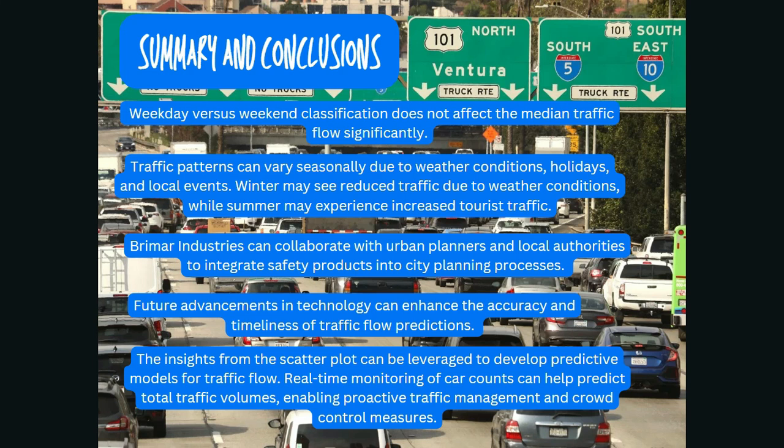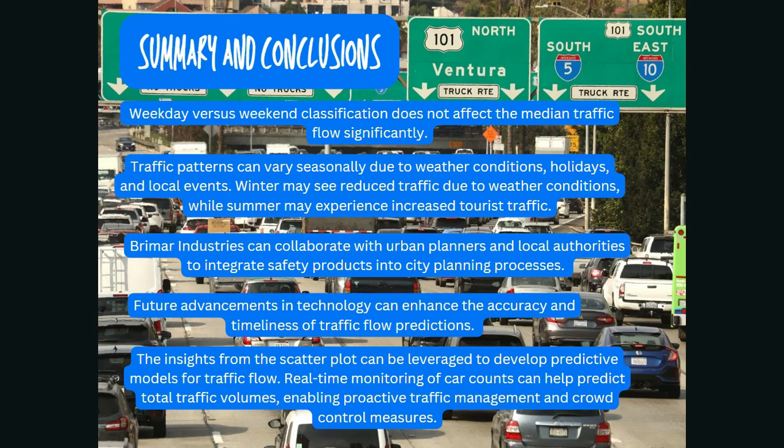And finally, we can see that the insights from the scatter plot can be leveraged to develop predictive models for traffic flows. And real-time monitoring of car count can help predict total traffic volumes, enabling proactive management and crowd control measures. So by using predictive modeling for traffic flows and analyzing historical data from my dataset, I can develop predictive models that forecast future traffic volumes based on factors like the time of day, the day of the week, and the traffic situation. And like I said, machine learning algorithms or time series forecasting techniques can be applied to predict total traffic volumes accurately.